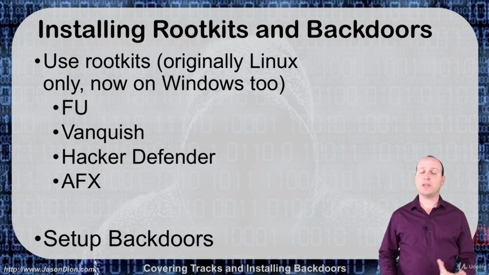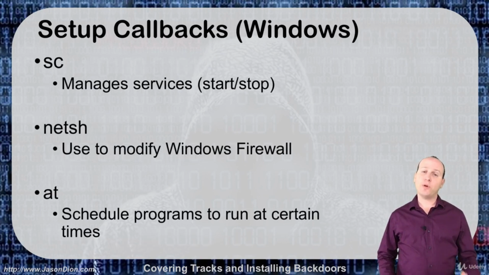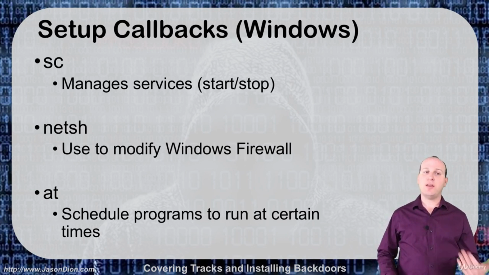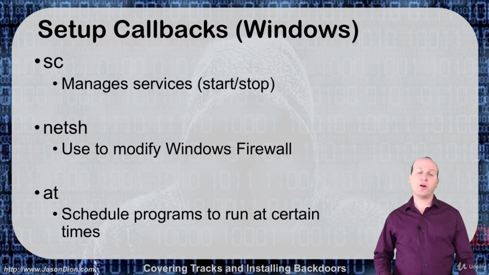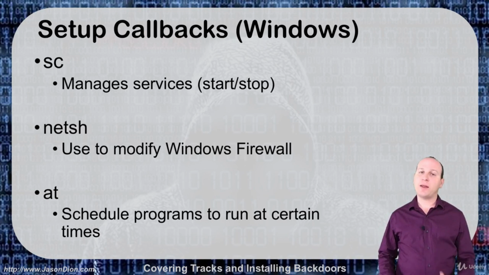Another thing we can do is set up backdoors. And again, like I talked about before, those backdoors can be things like callouts, and we can do that with scheduling and timing. So for Windows, how do we do that? We can use SC, which manages our services. We can start and stop services that would start and stop our malware. We can use NetSH, which will modify our Windows firewall, opening up ports. And then we can use AT, which is an automatic time scheduler. It will schedule programs to run at certain times.